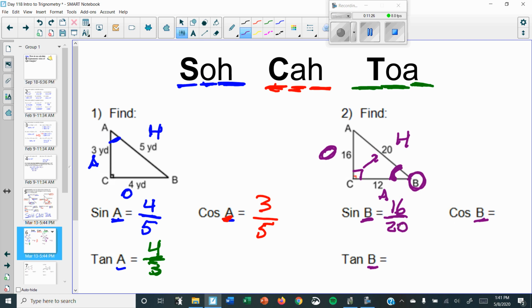Now, kids are probably wondering, do I need to simplify these fractions? You really don't. Unless someone says simplify it, usually you just leave it like that, which makes your life a lot easier. So cosine, adjacent over hypotenuse. Well, the adjacent side is 12, and the hypotenuse is 20. And the tangent is TOA, opposite, which is 16, over adjacent, which is 12. And there are your answers.